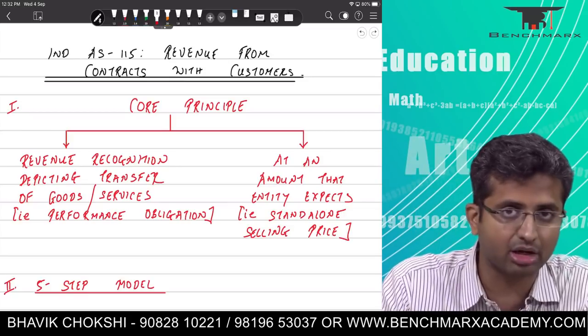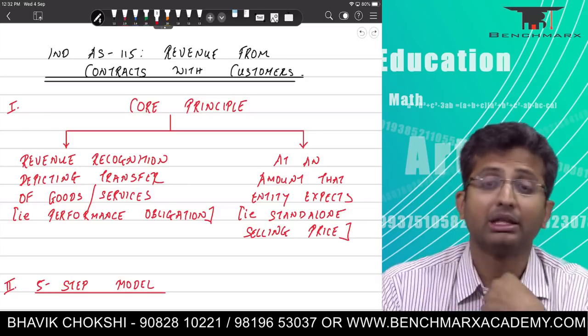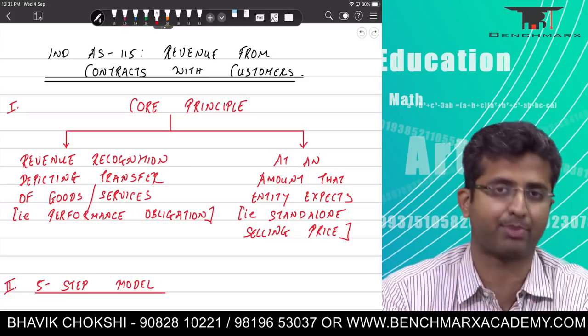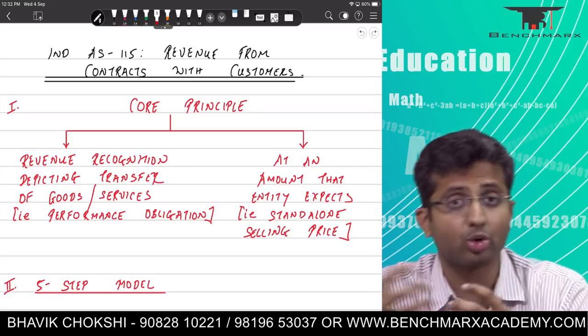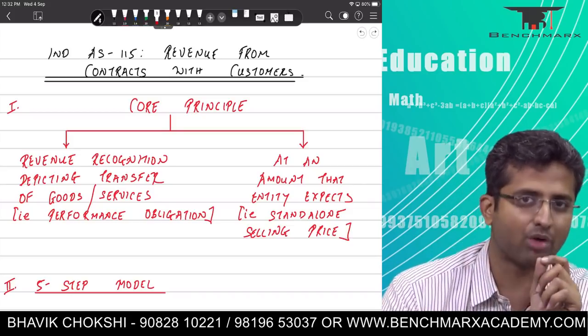The next question that arises, well, at what amount should you recognize the revenue? The standard says you should recognize it at an amount that you reasonably expect to be receiving on account of the transaction. We'll try to understand this better through a very small example.